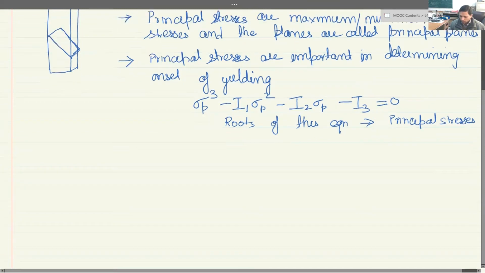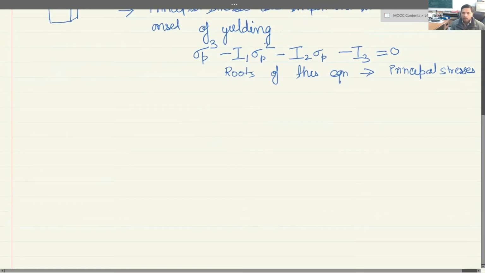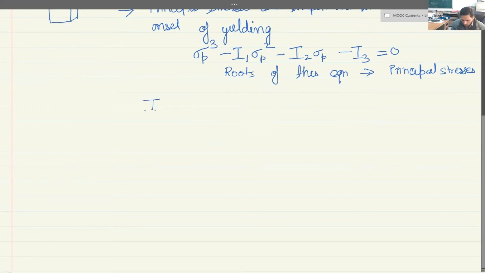And what are these invariants? As I've already mentioned, their values remain invariable or constant no matter how you orient the element. You have one particular point inside the component where you want to calculate the state of stress. For that particular point, you can have various orientations, and no matter how you change the orientation, these values I1, I2, and I3 will remain constant. I1 is given by sigma xx plus sigma yy plus sigma zz.